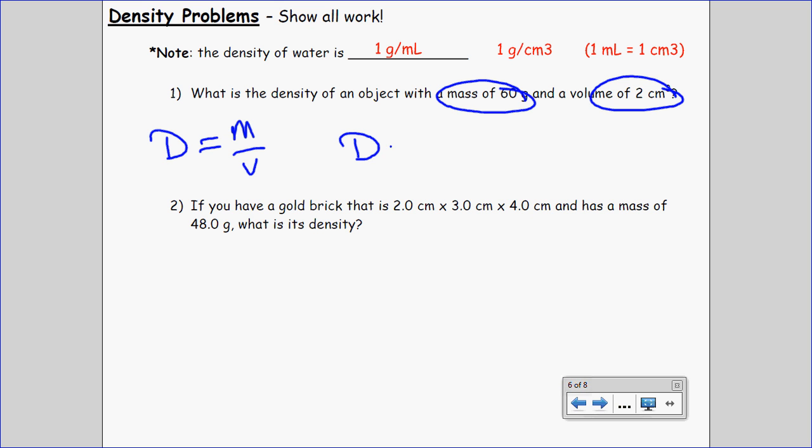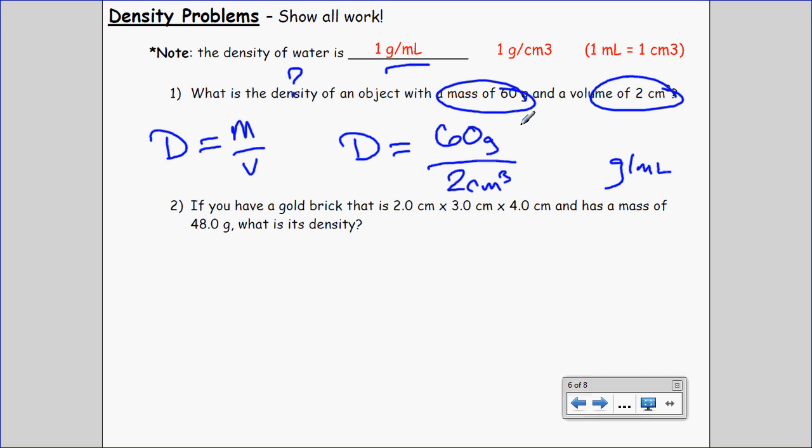So we know that the density, which is unknown at the moment, we could keep as a D. Mass will be 60 grams. Volume will be 2 centimeters cubed. If you solve that fraction, 60 divided by 2, you'll have your density. And the units of density are always grams per milliliter or grams per centimeter cubed. Those are the equivalent units.